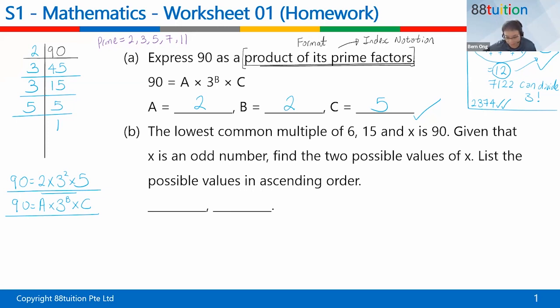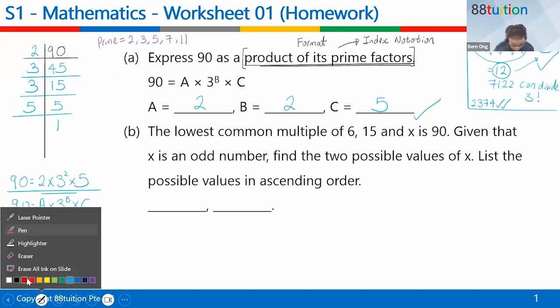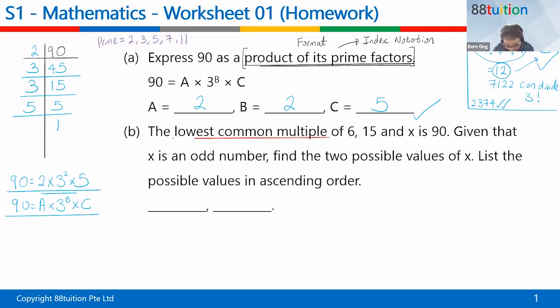All right. So moving forward, question B. I think it's a little bit more challenging, because they give you the answer. They give you the LCM. The LCM is 90. But they only give you 2 of the numbers here. So X is missing. That's the problem. So this one is a little bit of working backwards.